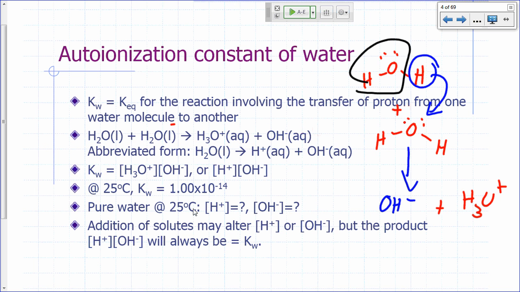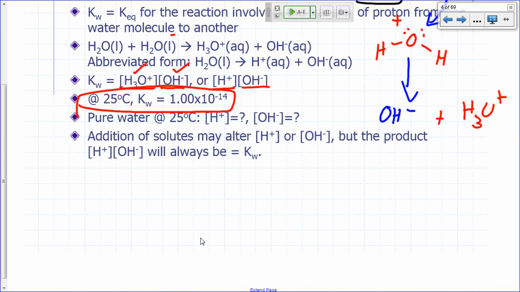Okay, so Kw is H3O plus times OH minus, the concentration of hydronium ion, or more precisely, the activity of hydronium times the activity of hydroxide. Or we can write that as activity of H plus times the activity of hydroxide. Now, this is a value you have to memorize. At 25 degrees Celsius, the value of Kw is 1.00 times 10 to the negative 14. So if you have pure water, what do you think H plus and hydroxide is going to be at 25 degrees? Let's look at this reaction again.